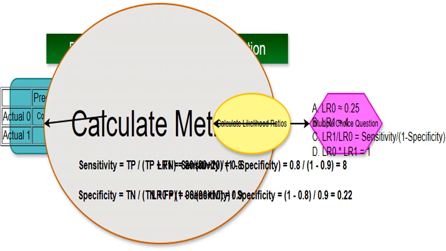I'm calculating sensitivity. It's the proportion of actual positives that were correctly identified. In other words, out of all the actual positive cases, 80 plus 20 equals 100, my model correctly identified 80. So my sensitivity is 80/100 equals 0.8, or 80%.